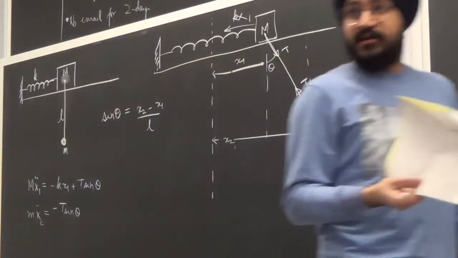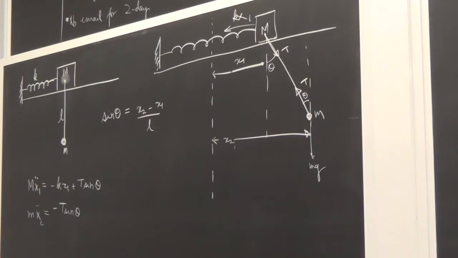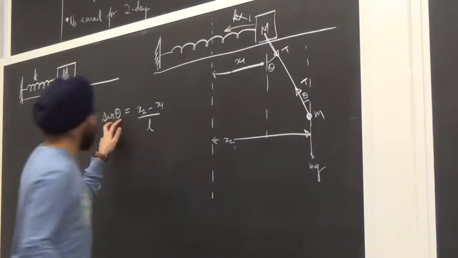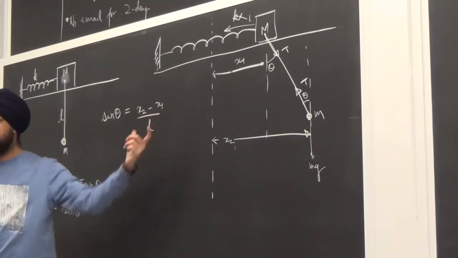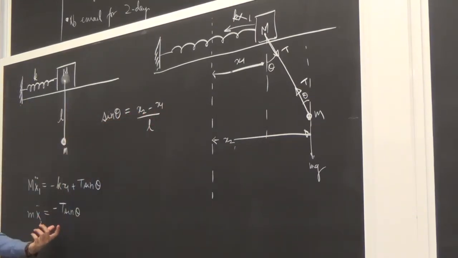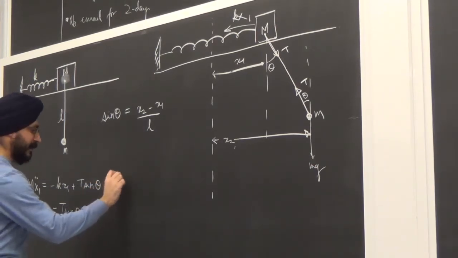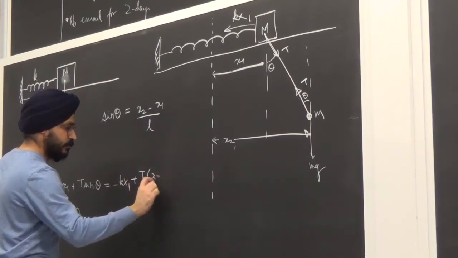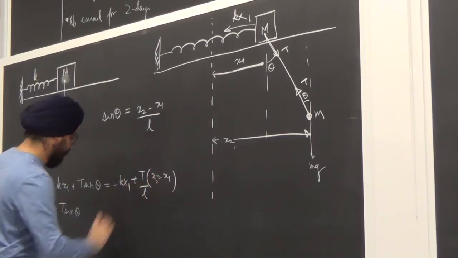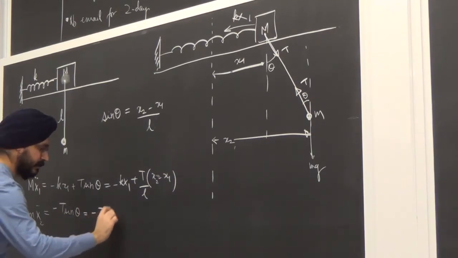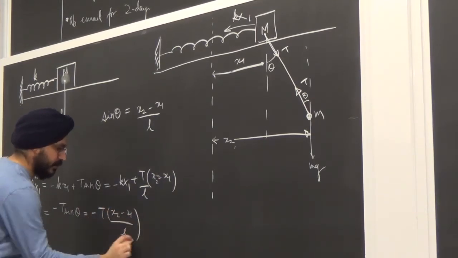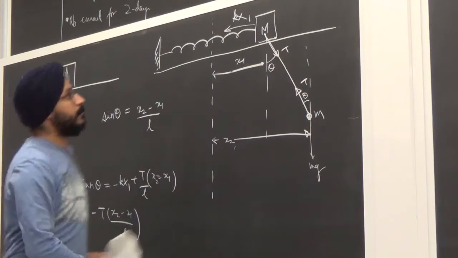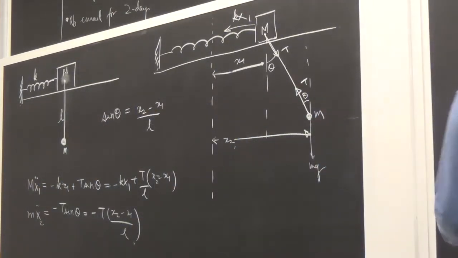Now here it turned out that I didn't have to use a small angle approximation. Even for large enough angles, sine theta is linear in x2 minus x1. I can just directly put this back in my equations of motion. Okay? So what do I have? I have the first one as minus k x1 plus T (x2 minus x1) divided by L. And the second one is minus T (x2 minus x1) divided by L. Okay, so that's that.